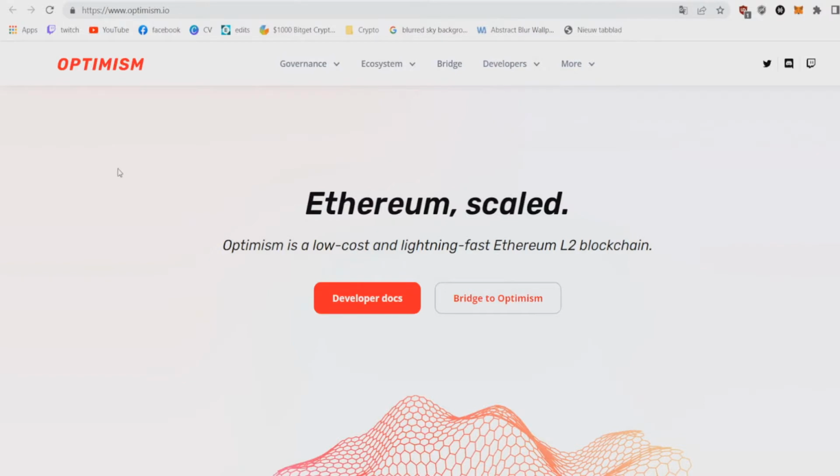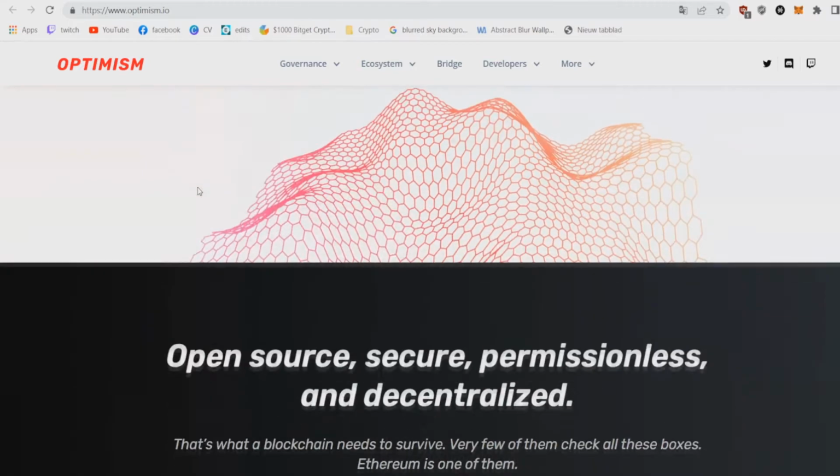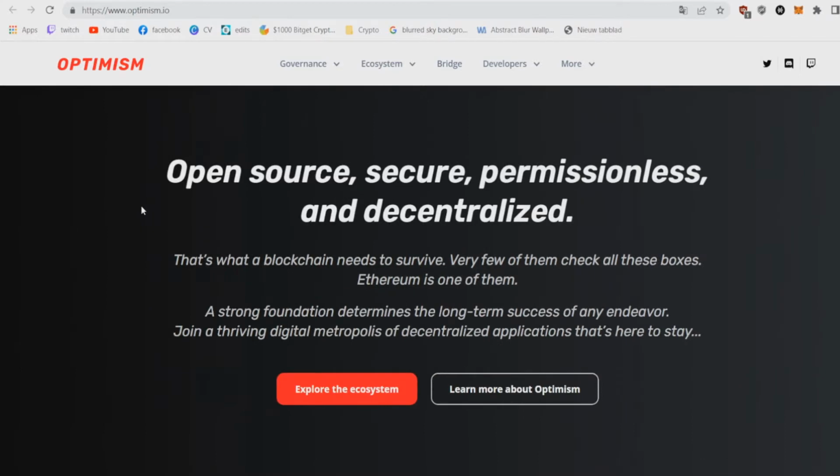Optimism is a low cost and lightning fast Ethereum layer 2 blockchain. Basically it's Ethereum scaled, which means it's using every good thing of Ethereum but better. So basically open source, secure, permissionless and decentralized. That's what a blockchain needs to survive. Very few of them check all these boxes. Ethereum is one of them. So that's basically why they're scaling on Ethereum. They're using the security of Ethereum but making it better. They're using Ethereum as a strong foundation.